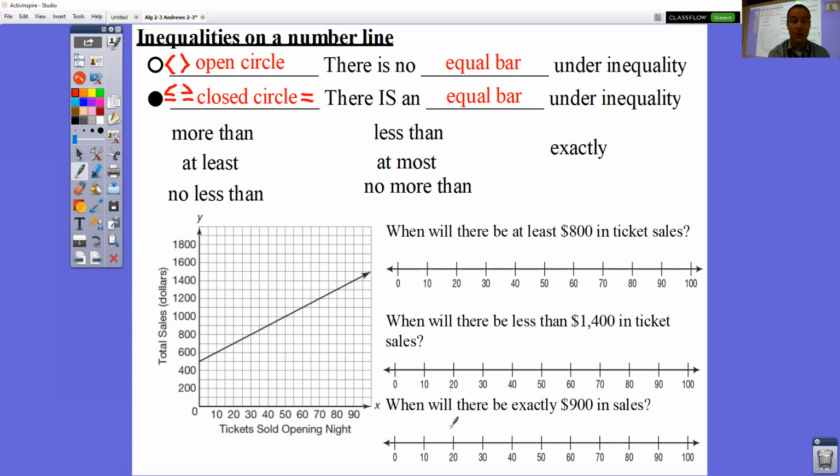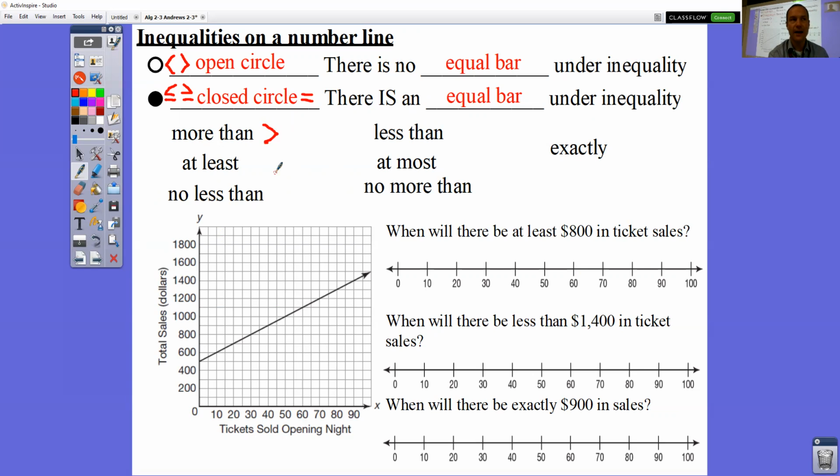Because we're going to have a question like that, you need to know in the context of word problems what these words represent. So "more than" is just like greater than. So more than is greater than.